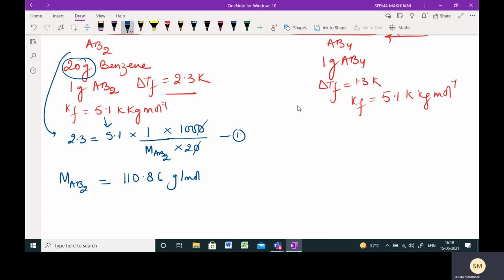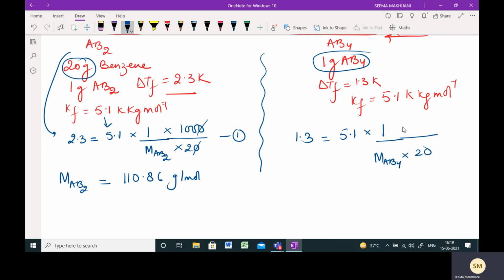Now coming to this data. From this data, your information is delta TF this time is 1.3 is equal to KF is 5.1 multiplied by the molality. Molality again is 1 gram of the solute divided by the molecular mass of AB4, which we do not know, in 20 grams of benzene, and benzene has 1000 grams to convert it into kg. From this data, you can again calculate the molar mass of AB4 by transposing. You can cancel it out and find the value of molar mass of AB4. Stop the video here and quickly do the calculations and then check your answer.